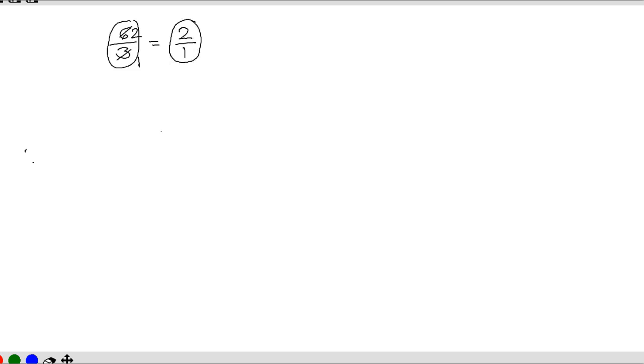Again, like there is a ratio like 9/3. This is not in simplest form. We have to solve it. 3 1s are 3, 3 3s are 9. So simplest form of this ratio is 3:1. So this is the simplest form of this ratio, 3:1.